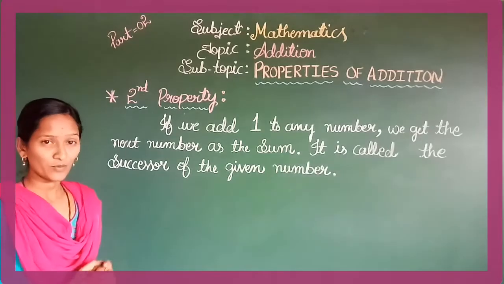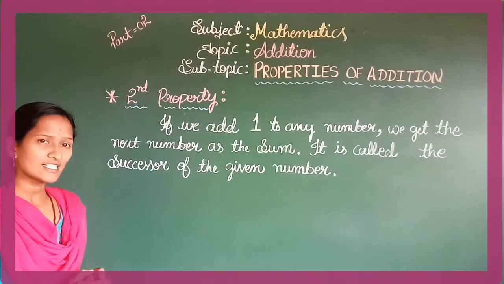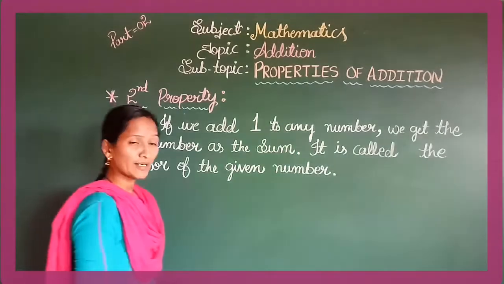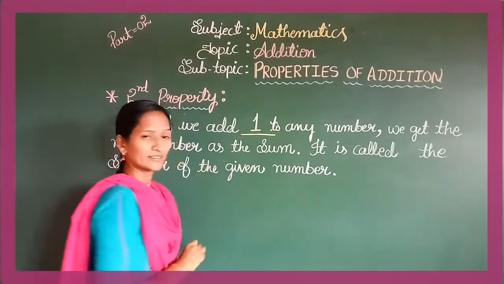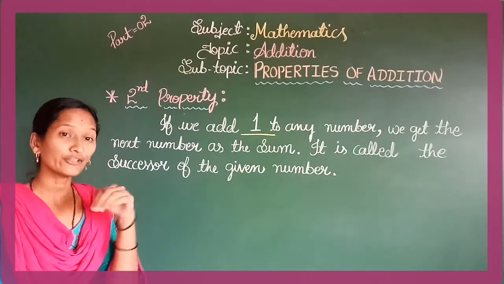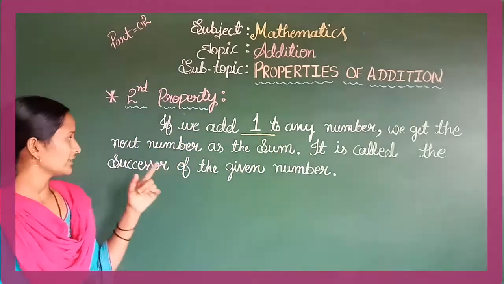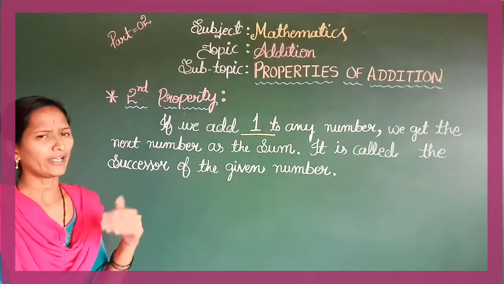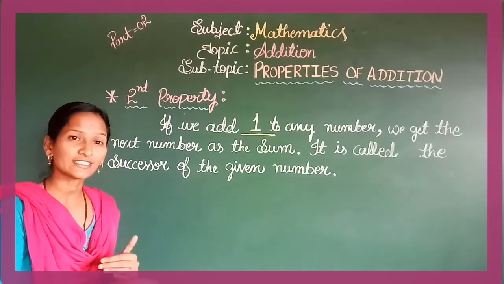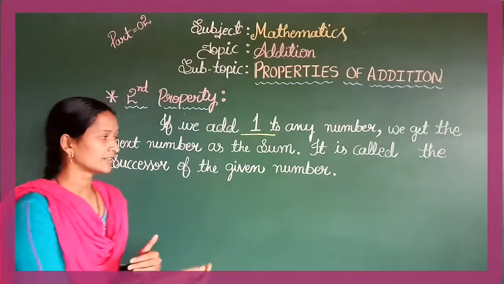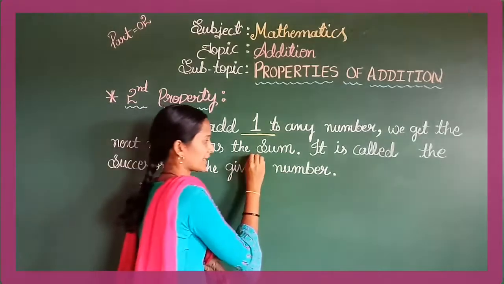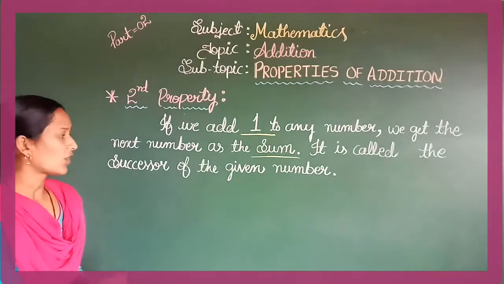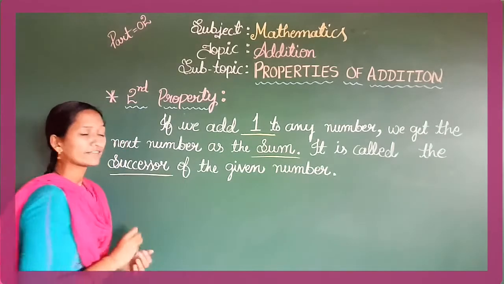So this is our second property. What does it tell? So listen here. If you add 1 to any number, we get the next number as the sum. Next number as the sum means the answer is the next number. It is called the successor of the given number.